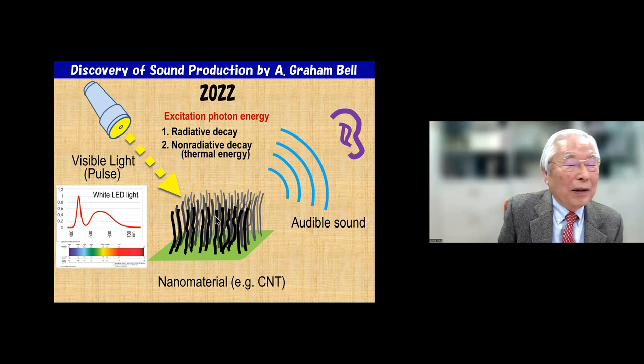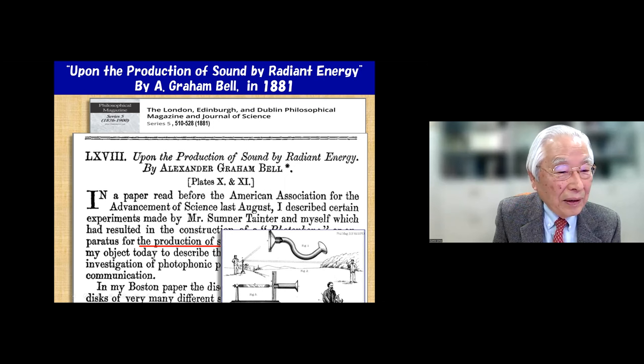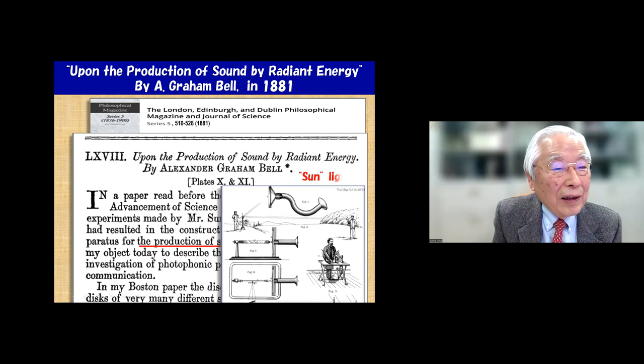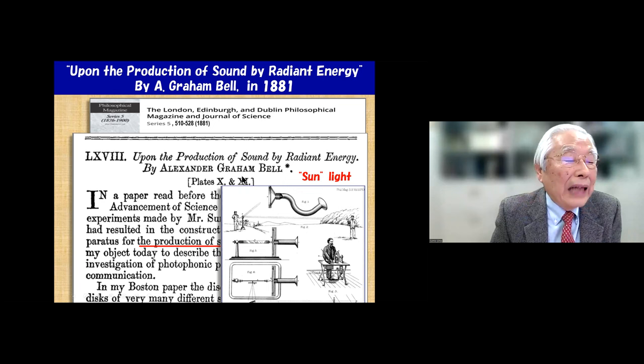Okay. So actually, this was discovered many years ago. This was discovered by Alexander Graham Bell, 1881. Okay, and then he said upon the production of sound by radiant energy. The radiant means the sunlight. He experimented with apparatus like that, and important is he used the sunlight. He chopped the sunlight and shined it on many materials, and he discovered the sound. Okay, so it's not my own, but last year I accidentally came across this phenomenon looking at the carbon nanotube.